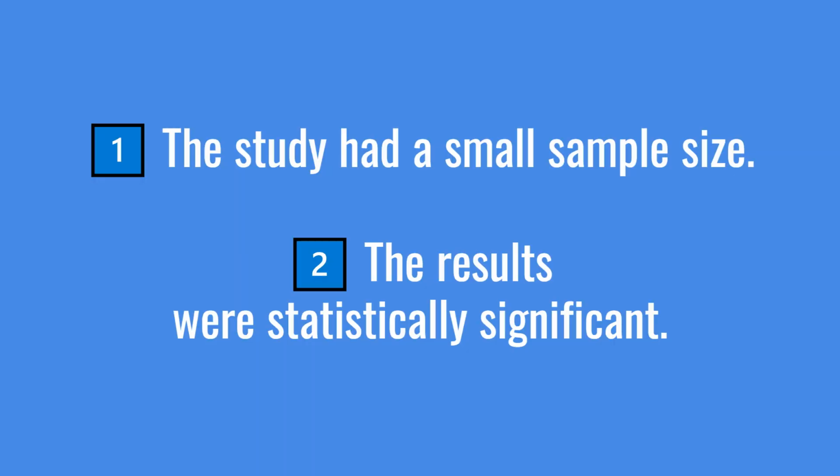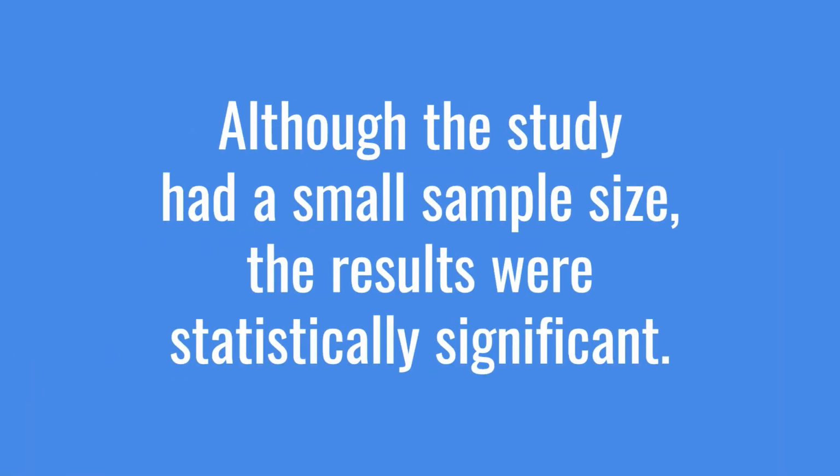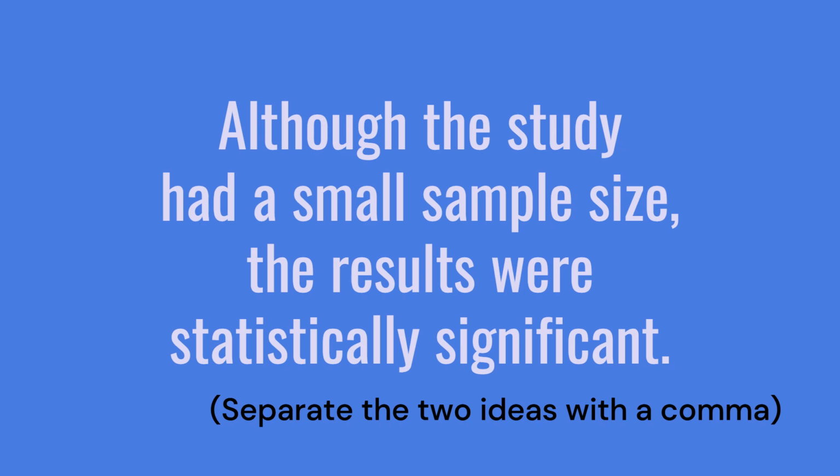I want you to take a look at these 2 sentences. The first one says the study had a small sample size and the results were statistically significant. Now there's a way to combine these 2 ideas into one single sentence so that your writing doesn't seem so choppy. Let's take a look. For example, in this case we can use although to connect these 2 ideas, and this sentence will look like this. Although the study had a small sample size, the results were statistically significant.